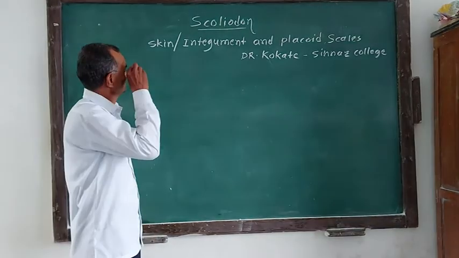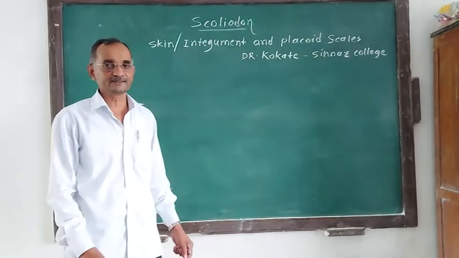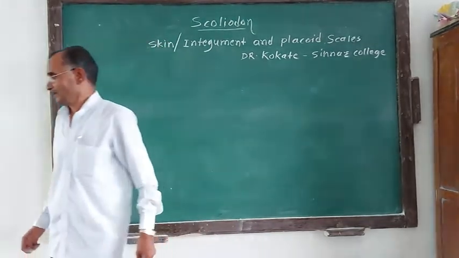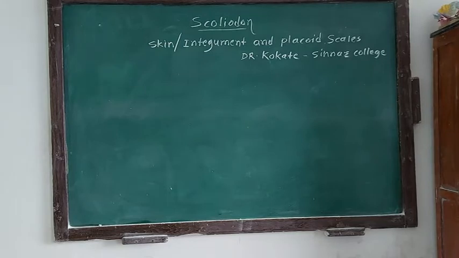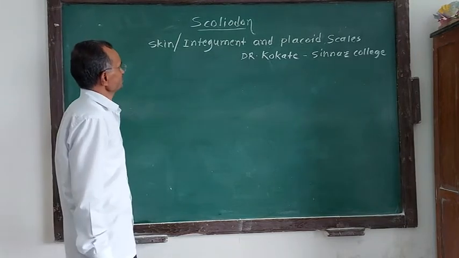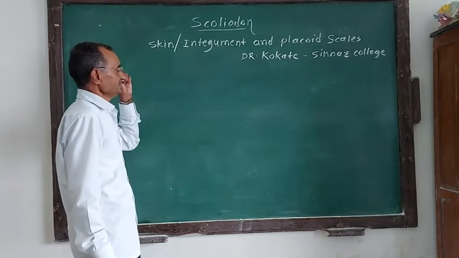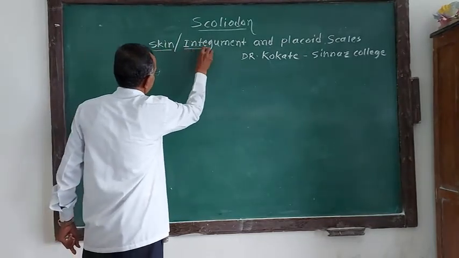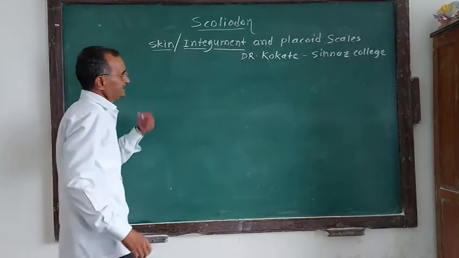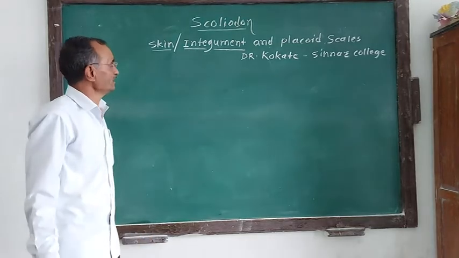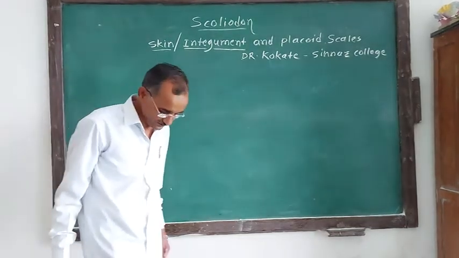Dear friends, yesterday we considered the external characters of Scoliodon. And today we will consider the next part of this topic, titled skin or integument and placoid scales. But in this video we will consider only the skin or integument, and the next video will be prepared for placoid scales only. Now what is skin or integument?